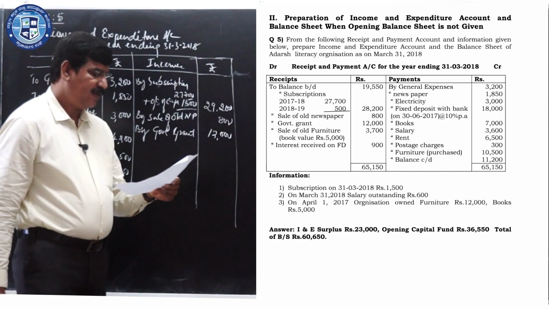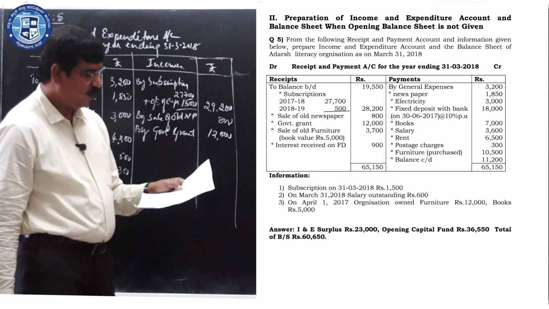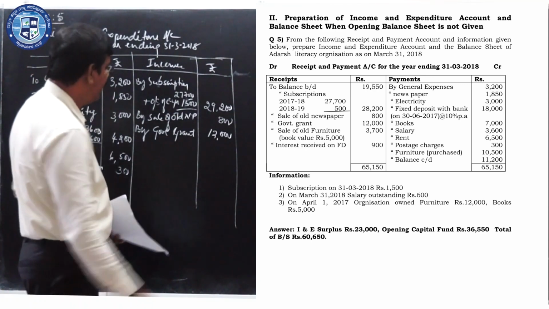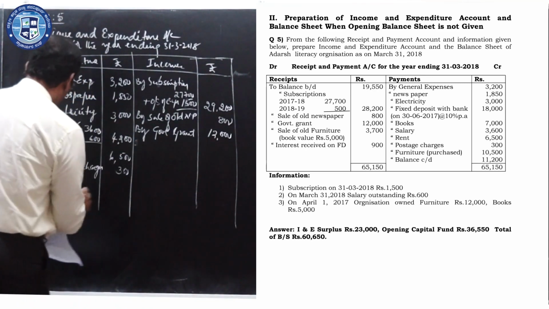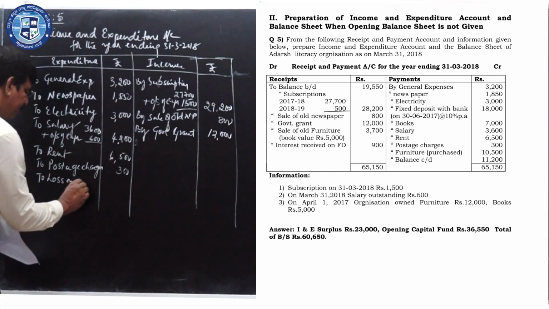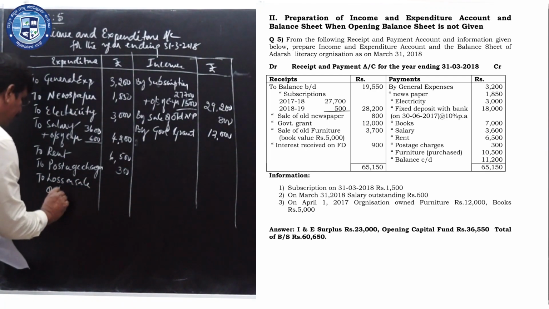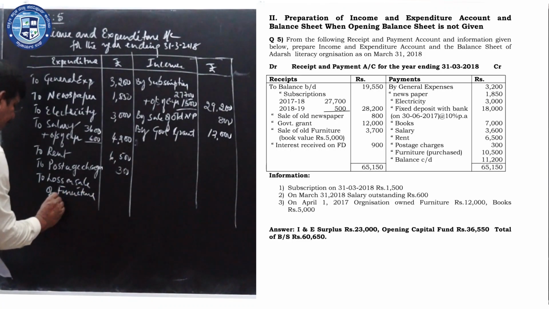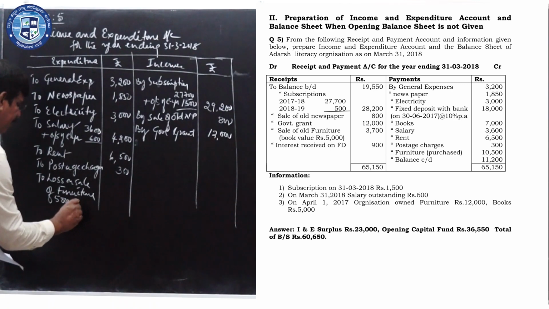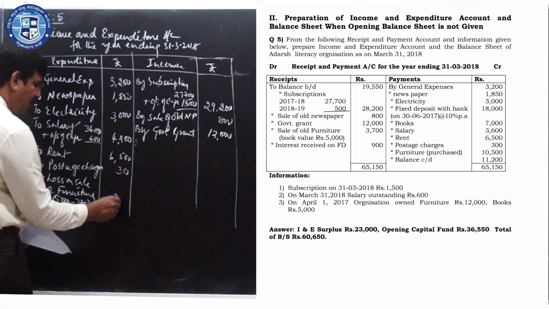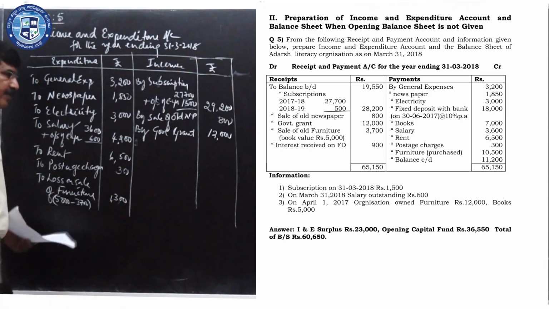Sale of old furniture, cost is given, book value is given 5,000, it is sold for 3,700. So loss on sale of furniture, 5,000 minus 3,700. 5,000 is the cost, we sold for 3,700, 1,300.